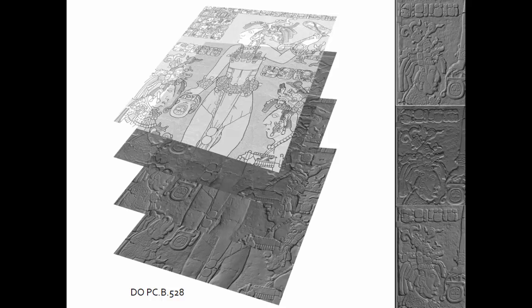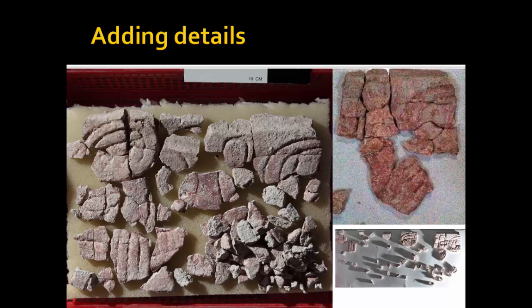We can also add details which are not necessarily on the object, but which exist separately. So here's a section of the stucco facade from the site of Holmul, which at the time of its documentation was not there. It fell off during archaeological excavations. And with the help of a stucco conservation specialist from Mexico, I was able to reconstruct part of this damaged and fragmented section.